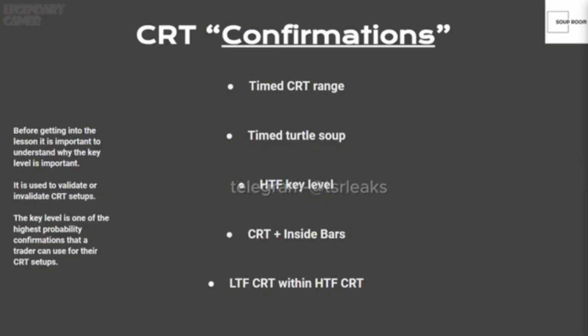Thirdly, the high time frame key level. This in itself, as well as the timed turtle soup and the timed CRT range, are the 3 highest probability confirmations that you can have when trading CRTs. Fourth, CRT plus inside bars. And fifth, basically a low time frame CRT within a high time frame CRT.